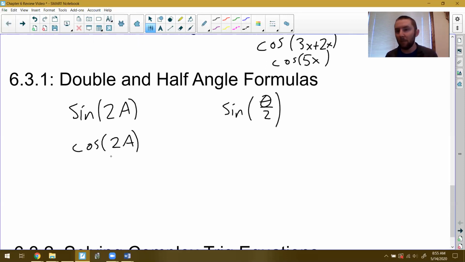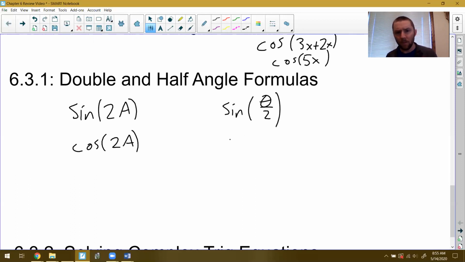Remember cosine double angle formulas? There were actually 3 different versions. Right, they all involved cosine squared minus sine squared, or 1 minus 2 sine squared, or 2 cosine squared minus 1, and so on.